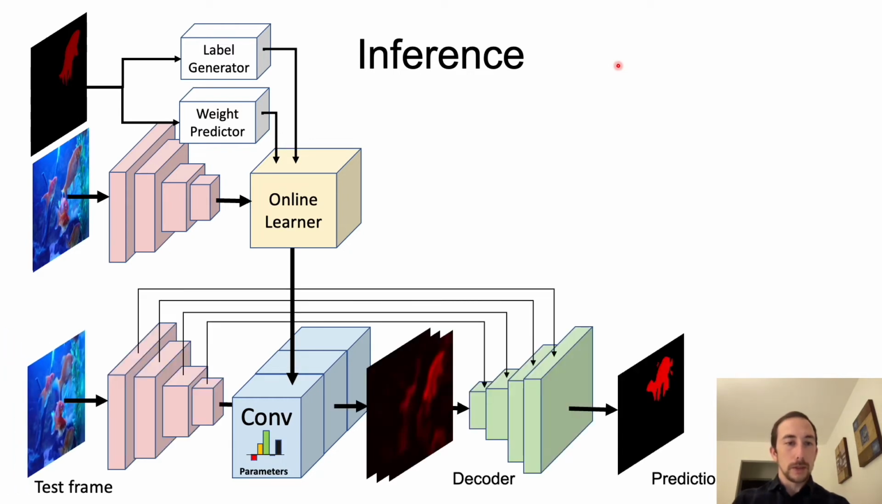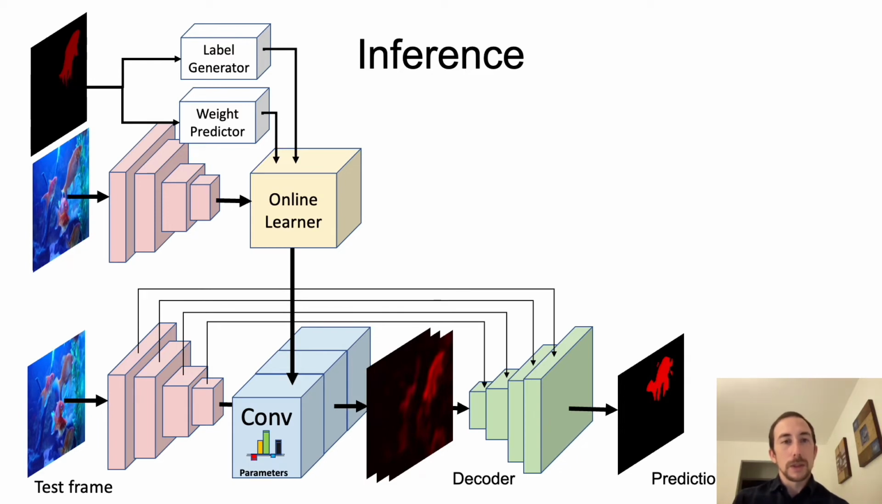And given a test frame, so this is a future frame in the video, we extract features again, and then we apply these learned weights. And we get our coarse segmentation output, which corresponds to an encoding of the mask we want to predict. Then this, together with shallow features from the test frame, is fed into our segmentation decoder, which gives us the final segmentation prediction.